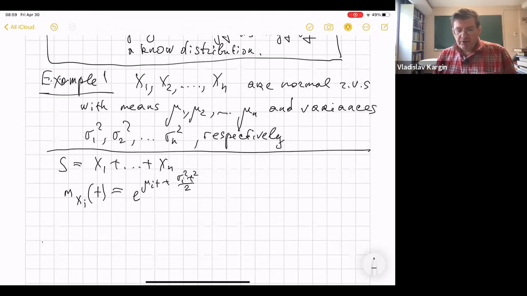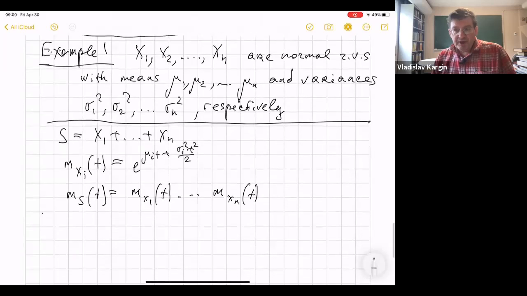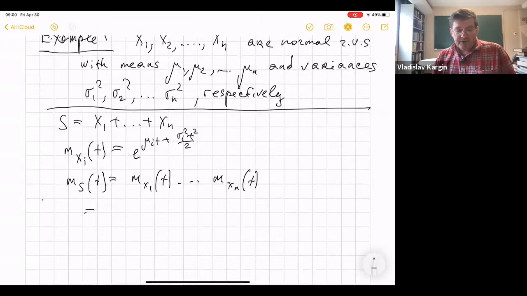So mu_i t is the first term, and sigma_i squared divided by 2 times t squared is the second. After that it's very easy: M of S of t is just equal to the product, M of X1 of t multiplied by through M of Xn of t. If you take the product of these, it's a product of exponential functions, so it's an exponential of the sum.